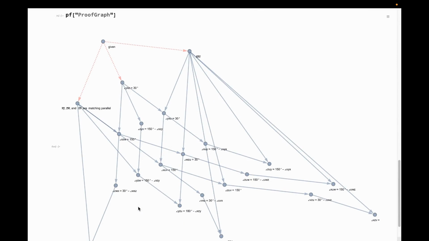Looking at the proof graph, we have some nice features such as tooltips for the inferences. Each fact is labeled with a vertex, and the given ones are noted.